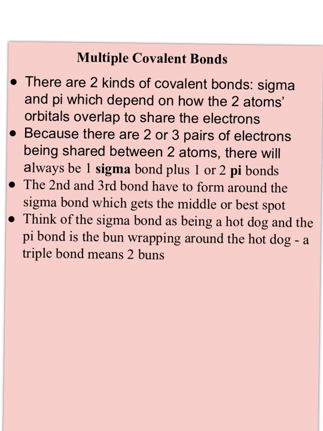And that's because the sigma bond takes the center, takes the best spot, kind of like if you're in a movie theater and you get the center seat, the best seat there, everybody after you is going to have to take a seat maybe close to you, but not in the exact same place. And that's kind of what happens with the sigma bond. The first pair of electrons shared is the sigma, the simplest, the single bond. And every pair after that forms what we call a pi bond.